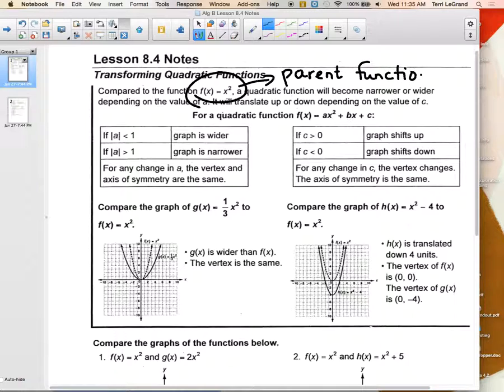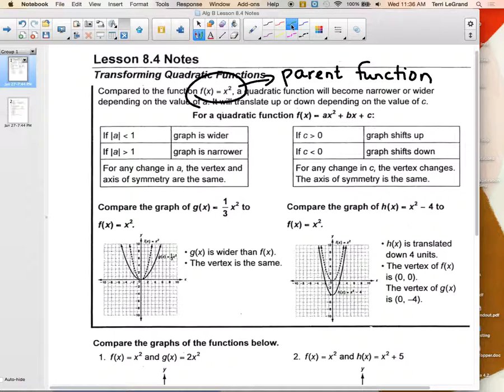In other words, it's the most basic quadratic function, and any other quadratic function that we have other than that one has been transformed from this one. Okay? So when we talk about the parent function and making comparisons, this is how we make our decisions. A quadratic function will become narrower or wider. So in other words, it'll get skinnier. I say skinnier because it's an easier word to say. Or wider, depending on the value of a.